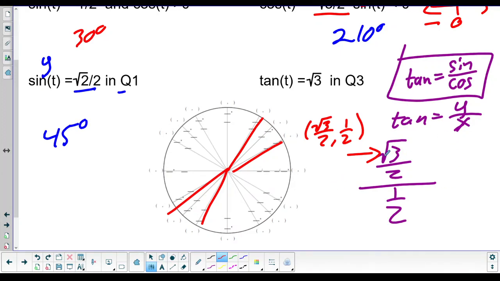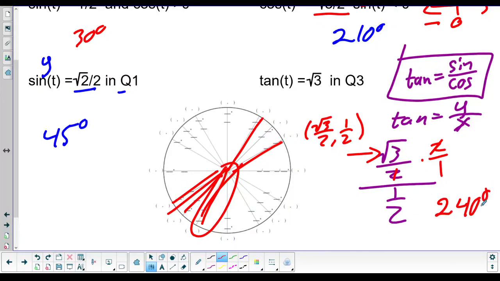Okay, so radical 3 over 2 divided by 1/2, we flip and multiply, so times 2 over 1, so the 2's cancel. So we're looking at y is radical 3 over 2, so y is the longer value. That means we're close to being vertical, so we're looking at this one right here. Okay. So it goes 30 past, 45 past, 60 past. So we're 60 past 180. This is 240 degrees. Okay.